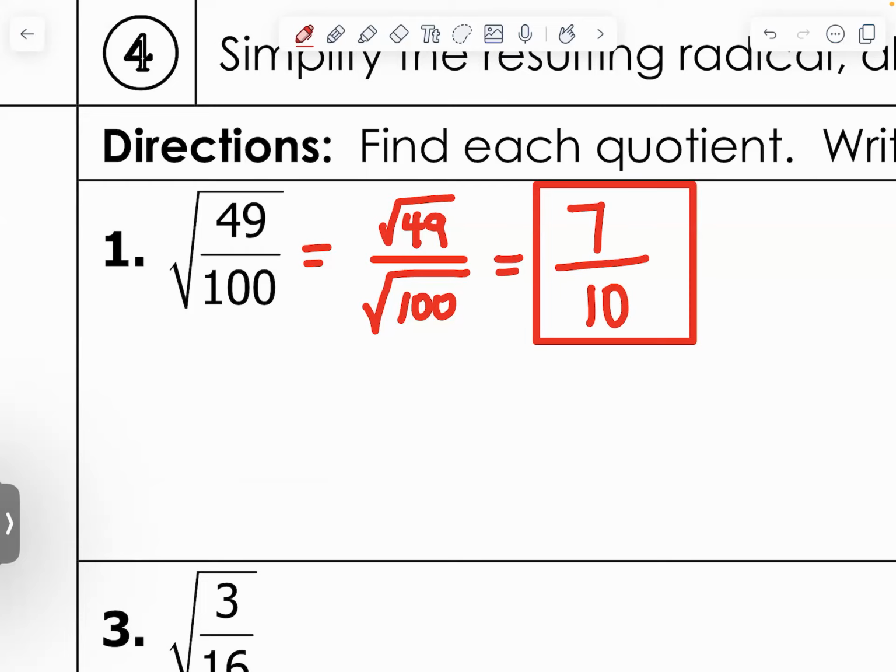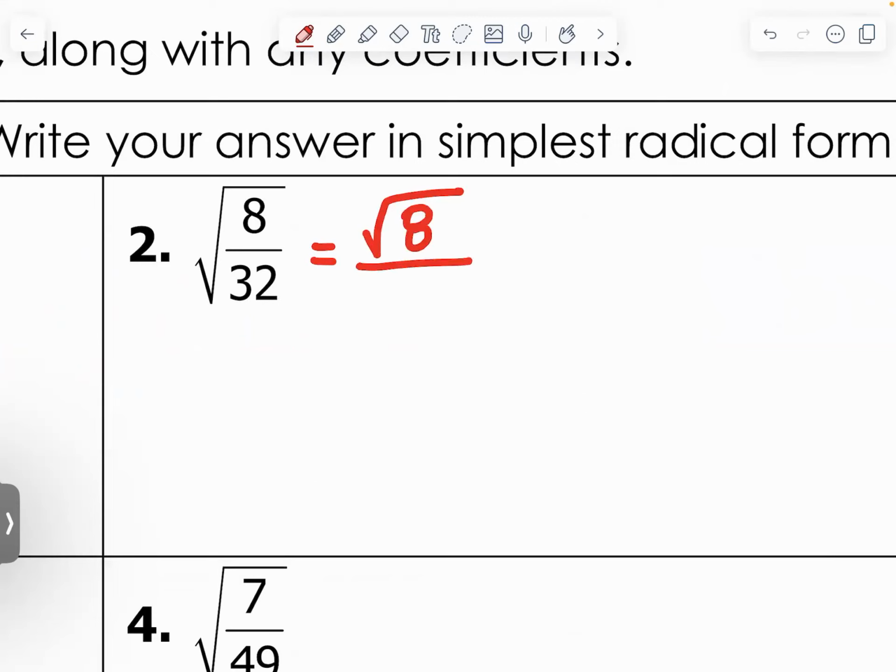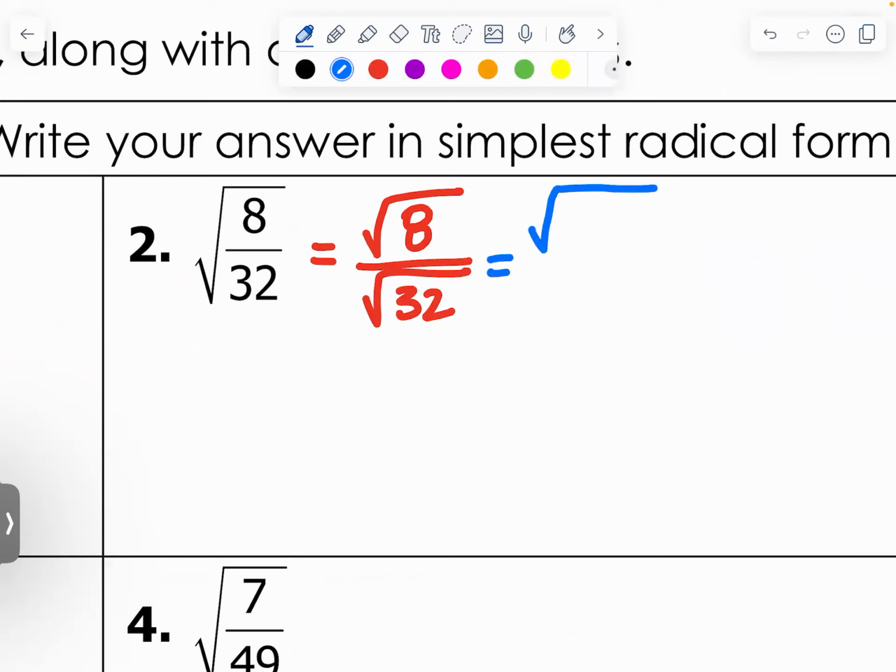Now, we do not have perfect squares in number 2. What we have is the square root of 8 over the square root of 32. What do we need to do with each of those? We need to simplify them. We know what perfect square divides into 8: 4 times 2. What about 32? 16 times 2.